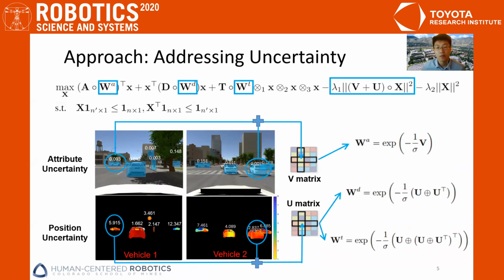Moreover, given matrices V and U, we further generate three weight matrices, WA, WD, and WT, to indicate the importance of elements in the three similarity matrices.